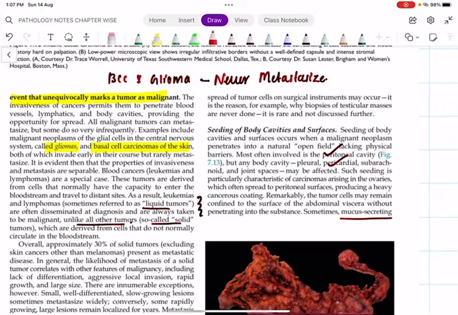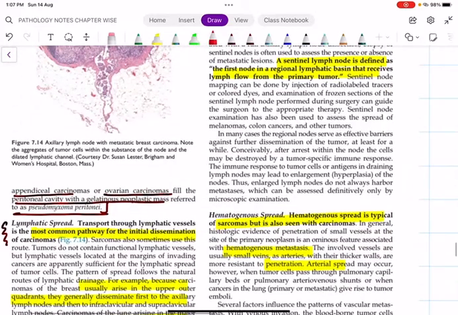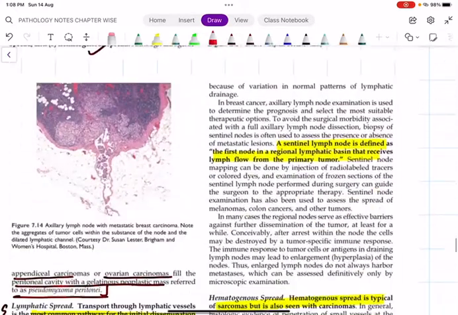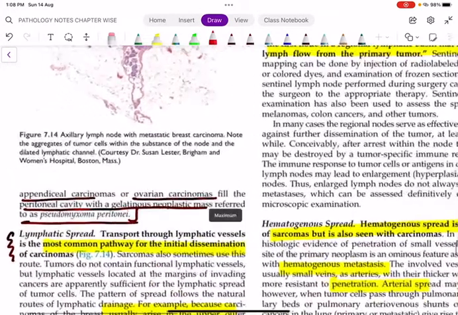In cases of carcinomas which arise in the ovary, for example ovarian cancer, it may undergo direct seeding into this. Any tumors of the abdominal viscera may also undergo direct seeding into the peritoneal cavity. Mucus secreting tumors of the ovary will fill the peritoneal cavity with a gelatinous neoplastic mass. That is what we call pseudomyxoma peritonei.